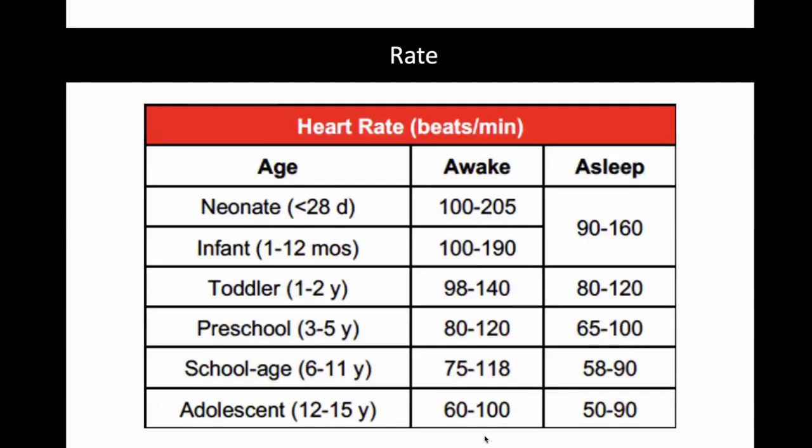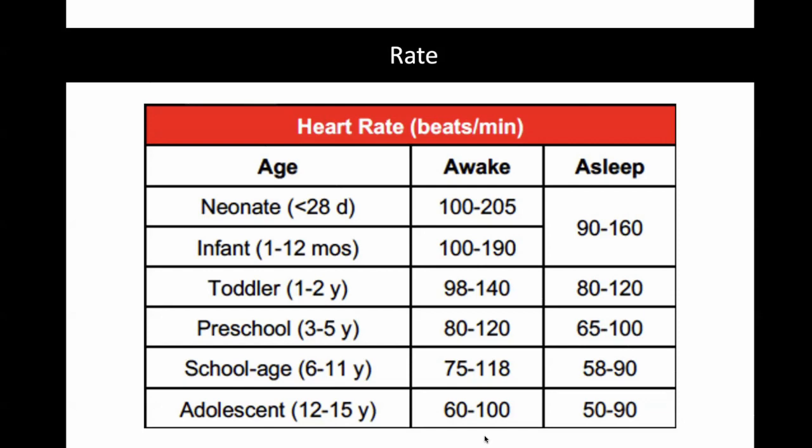Step 2 in our systematic approach is to calculate the heart rate. The heart rate of the pediatric patient varies with age. There are many different range guidelines. Heart rates are highest in neonates and infants and then decrease with age.